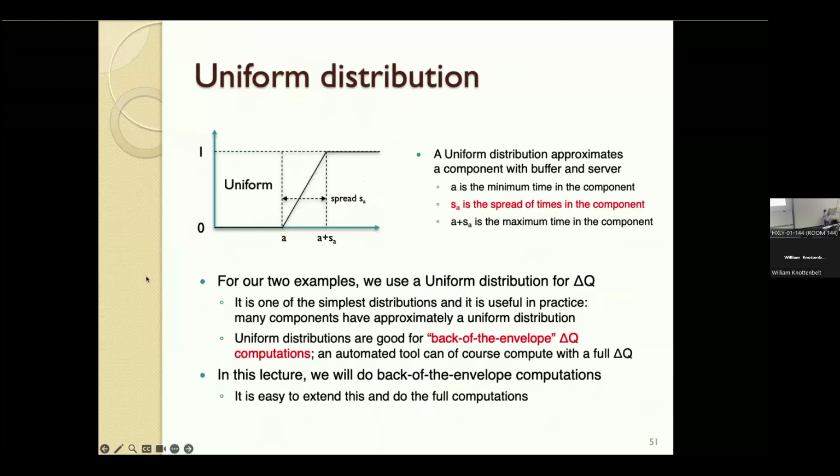So some introduction to the uniform. A uniform distribution is an approximation of a component with a buffer and a server. So little a here is the minimum time in the component, and little a plus s, which is the spread, is the maximum time in the component, and the density here is constant in between. So this is the one we're going to use because we're going to do all of our computations on the back of the envelope, okay? Of course, a real software tool like the Jupyter tool that we're using can do much more complicated delta Qs, but it's really good for the intuition to do some back of the envelope computation, okay?